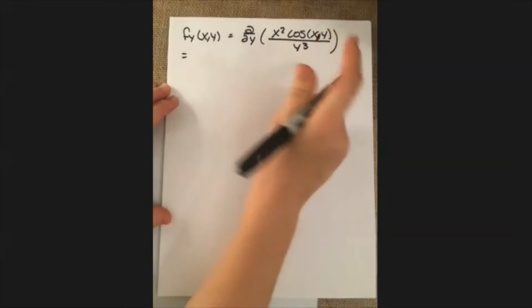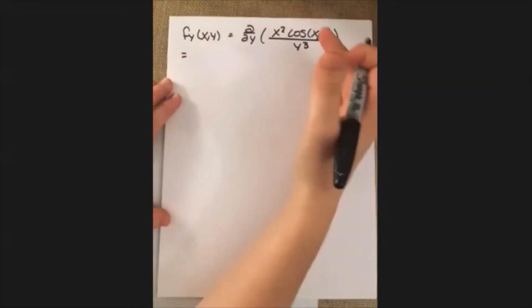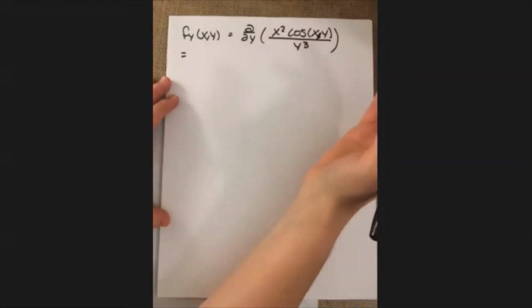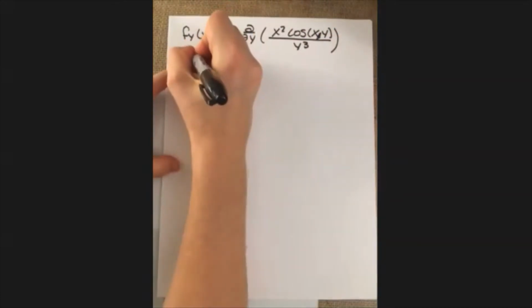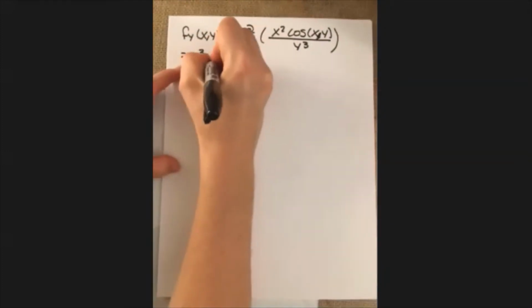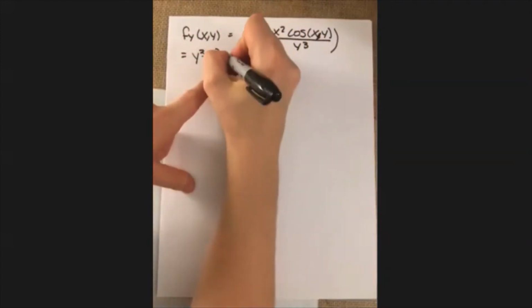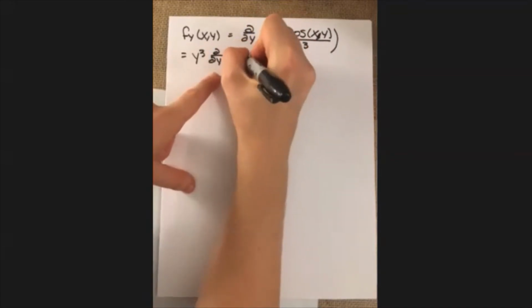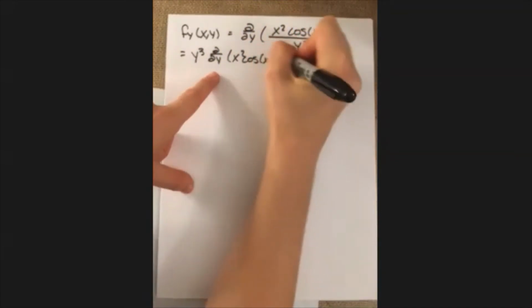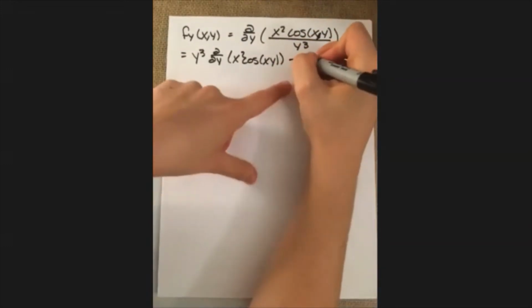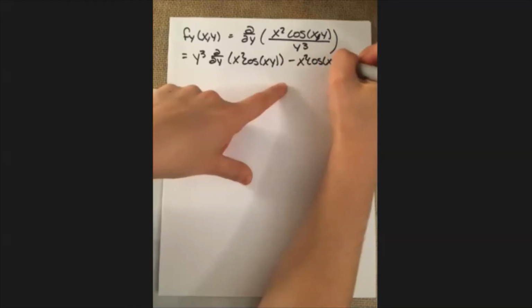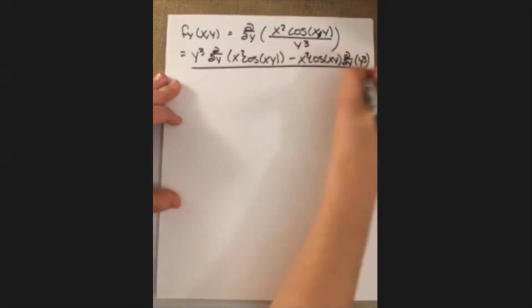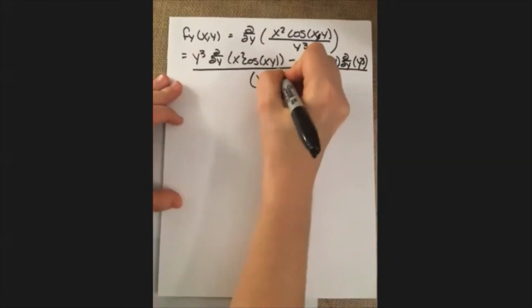All right, so our quotient rule says low-d high minus high-d low all over low, if you've heard that before. So we have y cubed times the derivative, or the partial derivative in particular, still of x squared cosine of xy from the top, and then minus x squared cosine of xy times the partial with respect to y of y cubed. And then we're dividing all of this by y cubed squared.